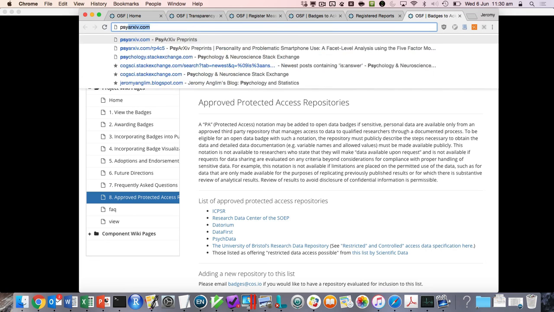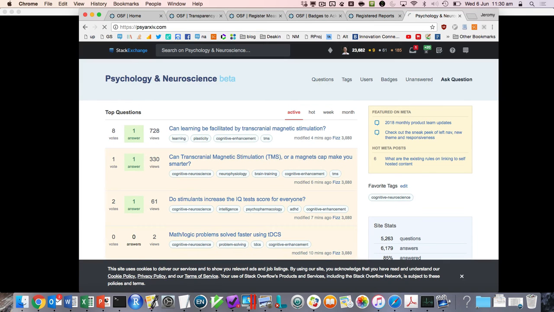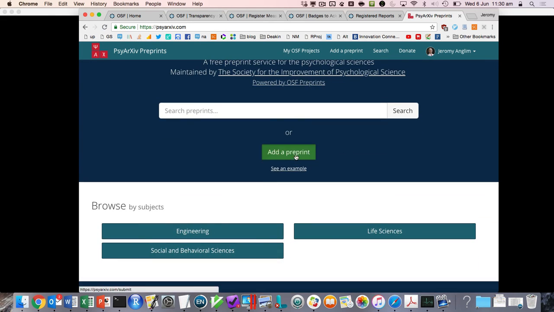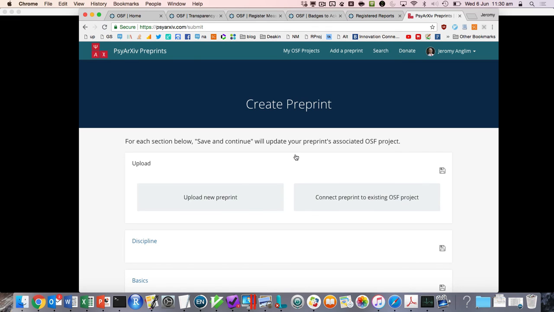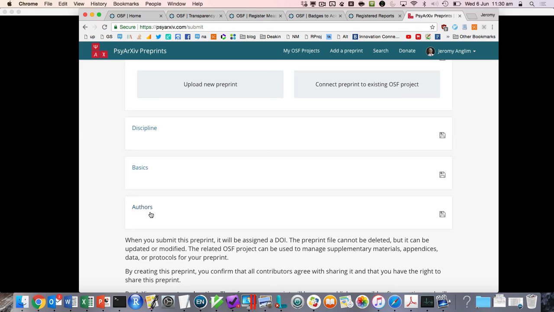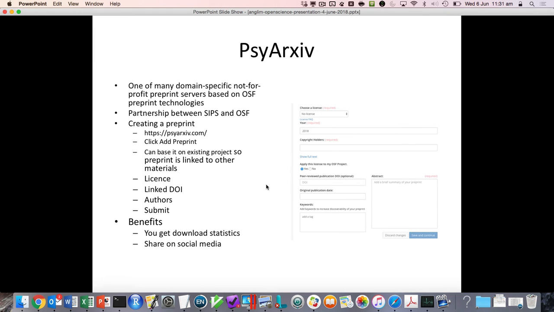So, you can go to SciArchive, and it looks a bit like that, and you can go, okay, well, I'll add a preprint, and you can just upload a PDF, or if you have an existing OSF project, you can connect it to that, and put in the discipline and a few basic bits of information and the authors. So yeah, most of it's pretty straightforward.